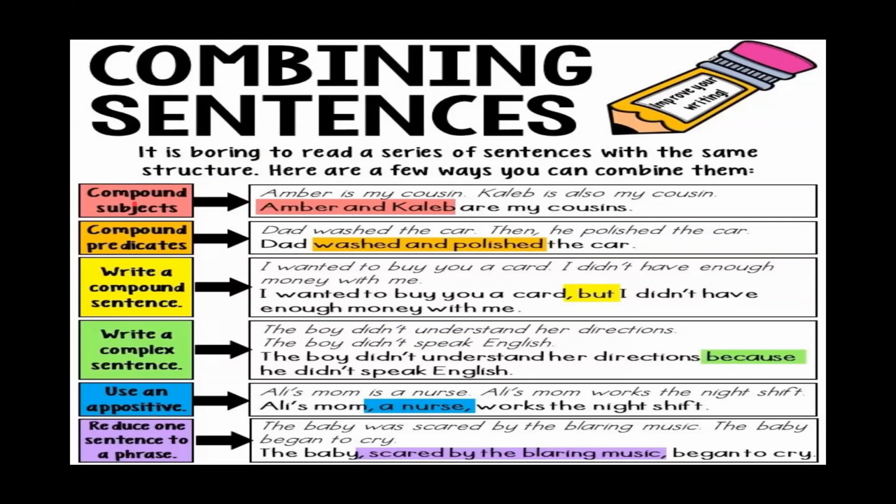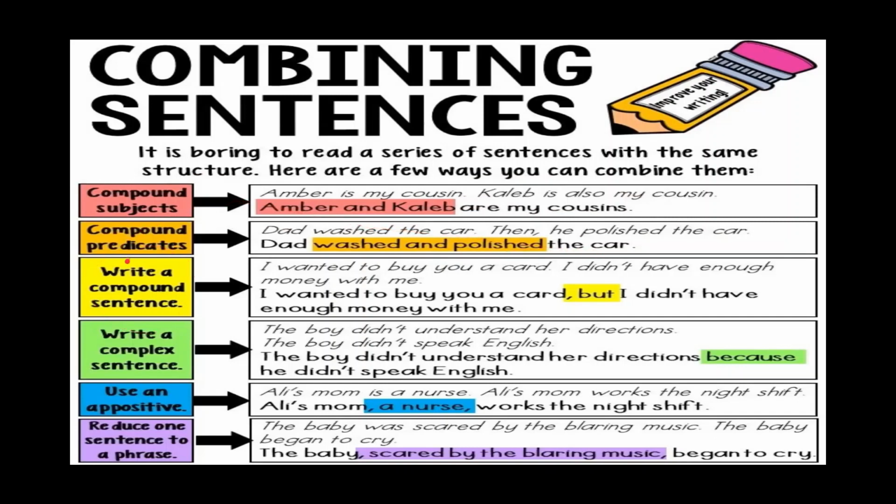The first strategy is using compound subjects. So for example, Amber is my cousin. Caleb is my cousin. How can we make these two sentences stronger into one strong sentence? Amber and Caleb are my cousins. The next one is compound predicates. Dad washed the car. Then he polished the car. So we can say, Dad washed and polished the car.